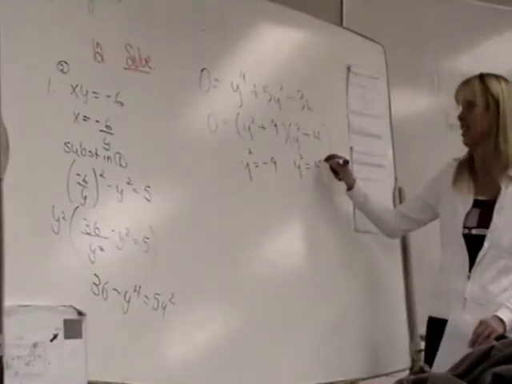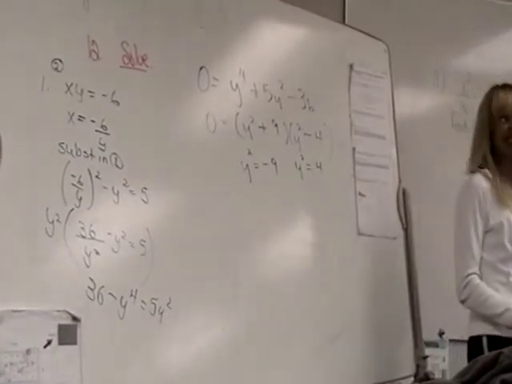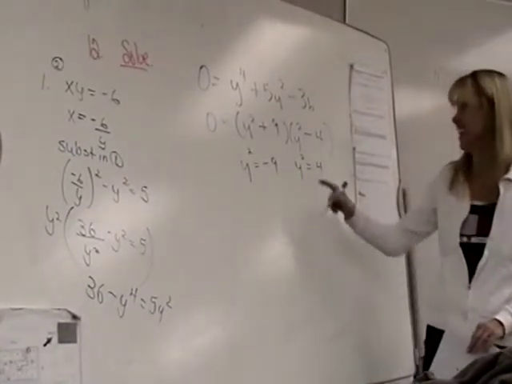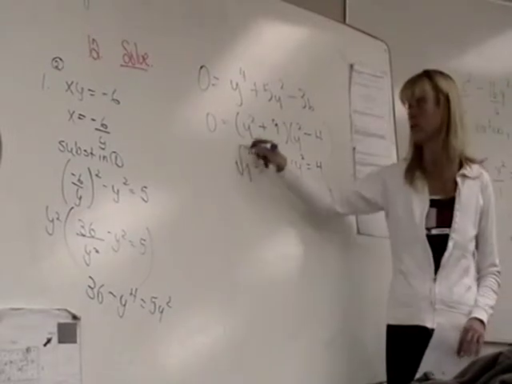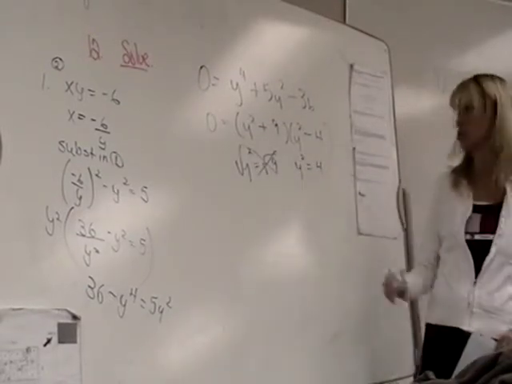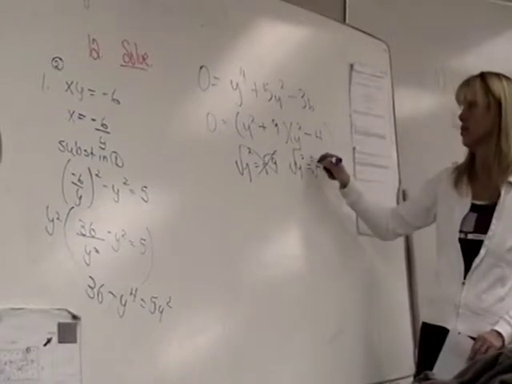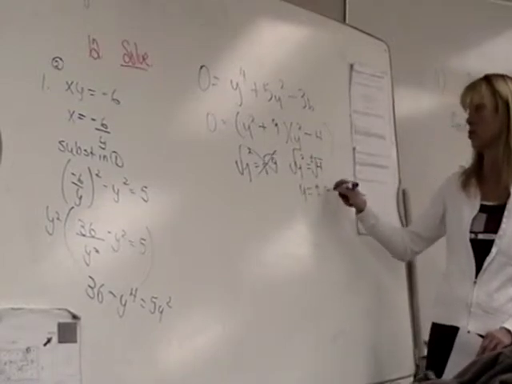Some are just easier than others, I suppose. So you set that equal to 0. That can't happen because you can't do the square root of a negative. Impossible to do. This one here, 2 answers, plus or minus. So you get y equals plus or minus 2.